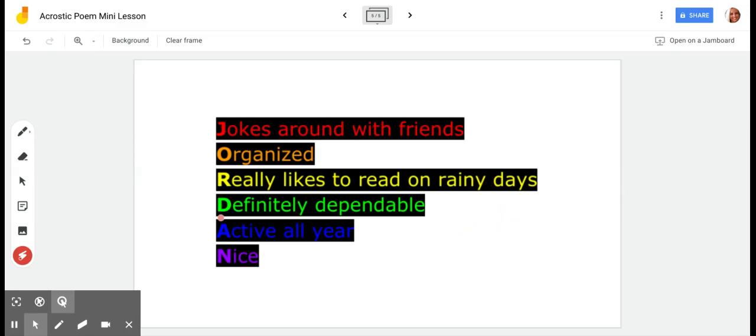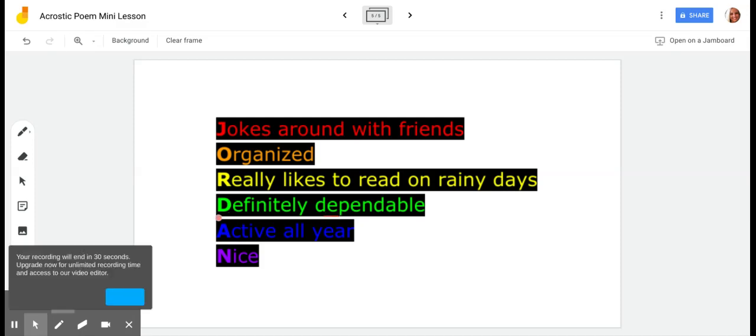On the next line, I've got alliteration again. Definitely, dependable, both start with D. On the next line, I've got active, all, both start with A. When you use alliteration in your poems, it gives it some rhythm. Now it's time for you to create your own acrostic poem.